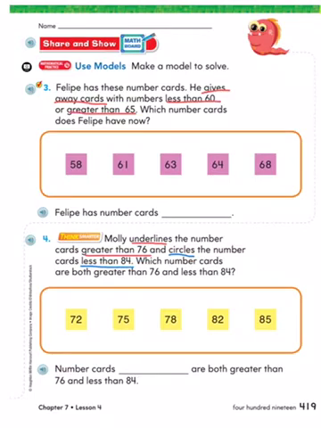So some of these numbers down here are going to have circles. Some of these numbers are going to be underlined. Some of them are going to be both circled and underlined. When you find the numbers that are both circled and underlined, those are going to be the number cards that are both greater than 76 and less than 84. And those are the ones that you will get to write on this line. Good luck.